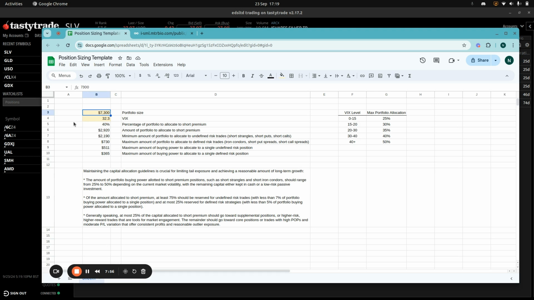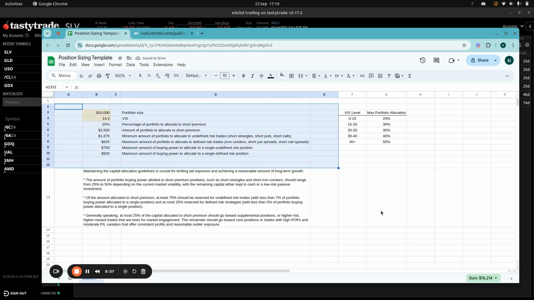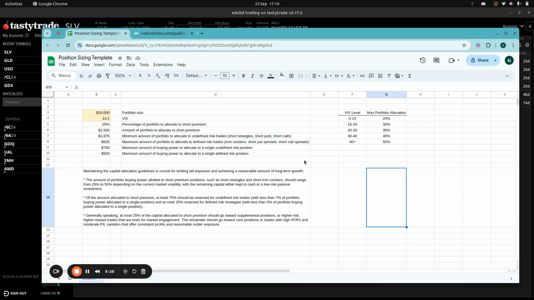So you enter in the size of your portfolio. Let's say if it's $10,000, you then enter in what the current VIX level is. Let's say if it's 14.2, everything below will then be automatically calculated for you. All you need to do at this point is just use the information to form the backbone of your portfolio. It will tell you how much buying power to allocate to undefined risk positions, defined risk positions, how much of your portfolio you should allocate to short premium in general as well. And there's also an explanation of everything there.